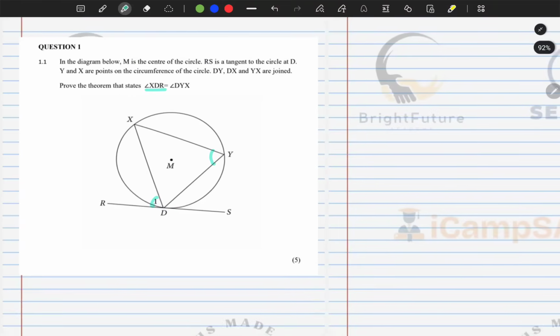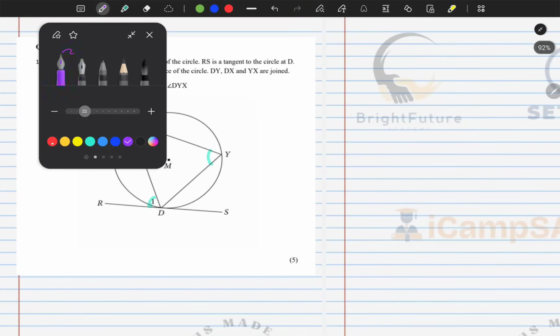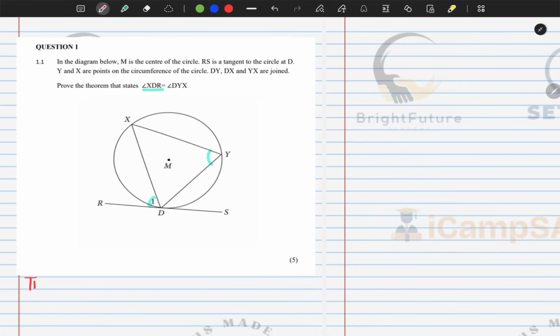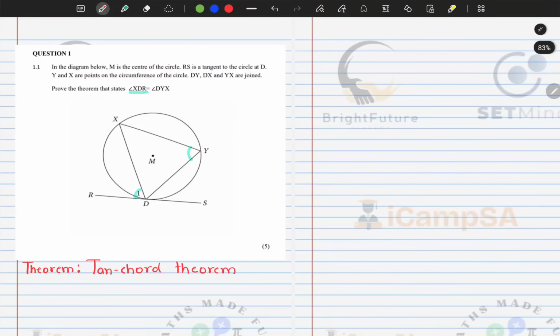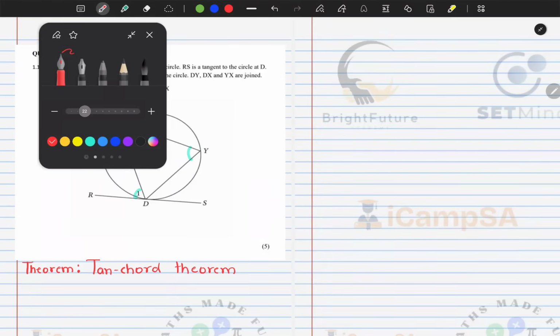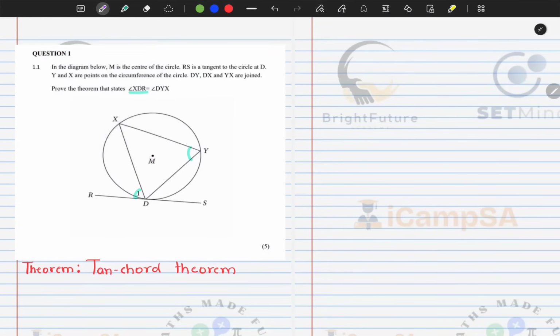Now, if you observe carefully, you should be able to recognize the theorem that we are working with here. The theorem is called the Tan-Chord Theorem. What this theorem states is the angle between the tangent and the chord is equal to the angle in the alternate segment. Okay, so let's go ahead and prove this here.